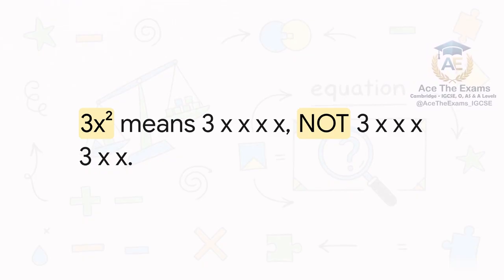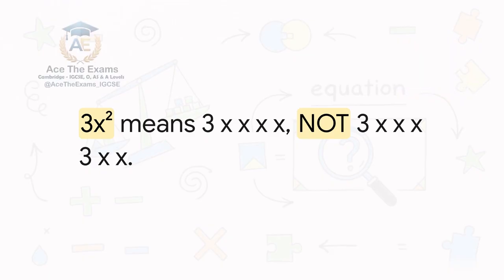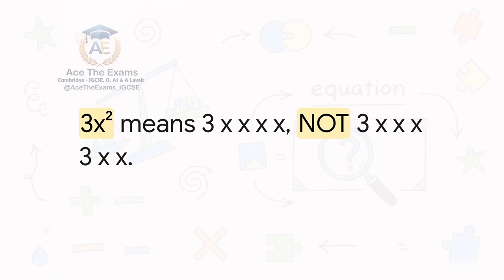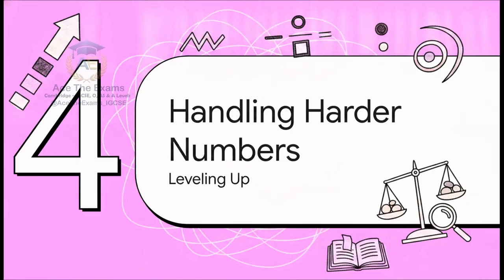So if x is 3, the formula becomes 3 times 3 squared. According to our trusty order of operations, we calculate that index first, so 3 squared is 9, and then we multiply it by the 3 sitting out front, which gives us 27. Seriously, do not fall into the trap of multiplying first and then squaring the whole thing. It's a classic mistake. All right, moving into Section 4, handling harder numbers.